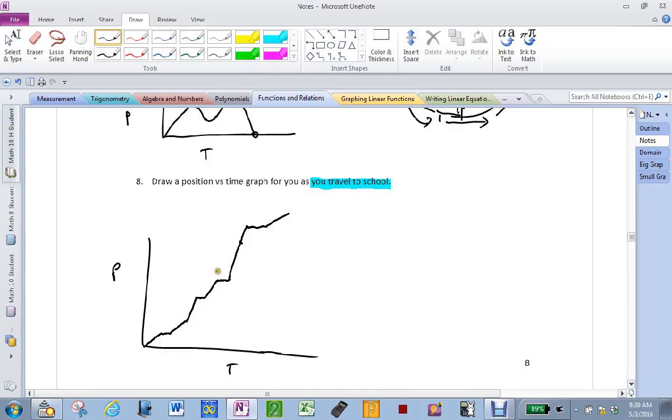If you walk to school, are you going to have any steep lines? No. Even if you run, are you going to have as steep a line as me? Not as steep. Why? Because you're not going as fast. I'm going 140. You're not running 140 kilometers an hour. I can break 30. Yes, that is pretty much top speed for most people for a short distance.